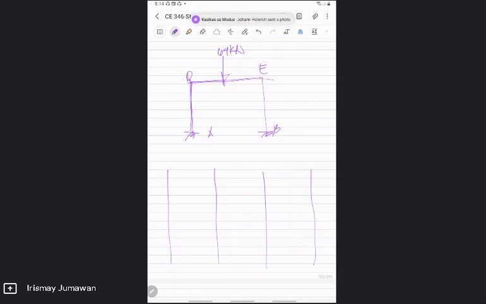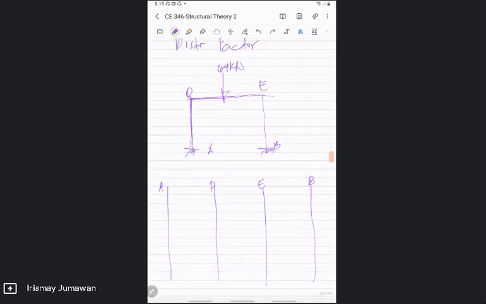So, pwede ra po, i-stretch lang ninyo. Stretching para naman ni sa table. You can have this one, A, this is your D, this is A, and this is your B. You have to get the distribution factor for this. We have here the DF, then the fixed end moment.